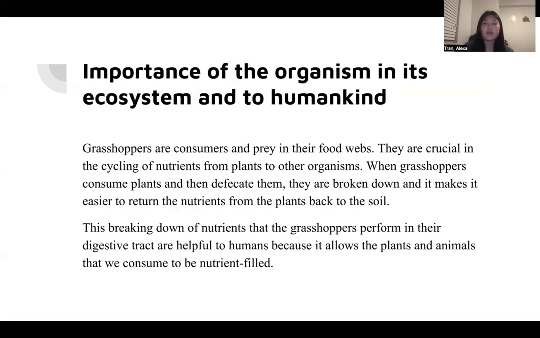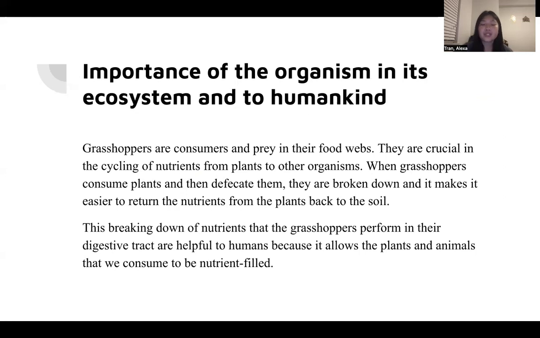The importance of the organism and its ecosystem and to humankind. Grasshoppers are consumers and prey in their food webs. They are crucial in the cycling of nutrients from plants to other organisms. When grasshoppers consume plants and then defecate them, they are broken down, and it makes it easier to return the nutrients from the plants back to the soil.